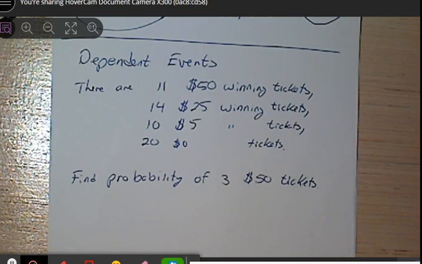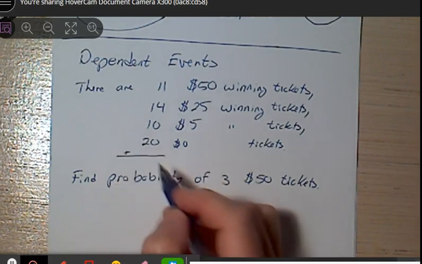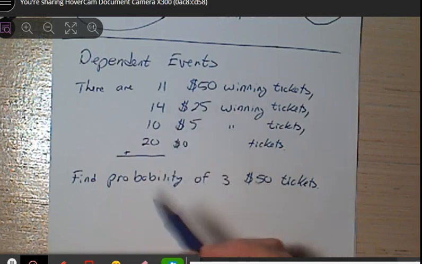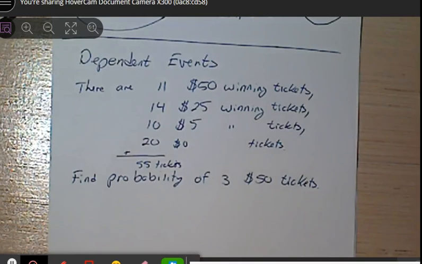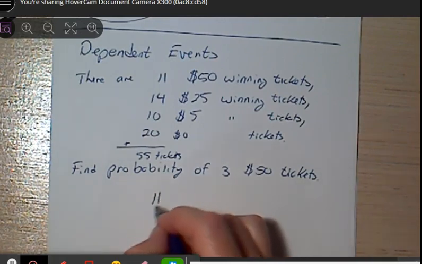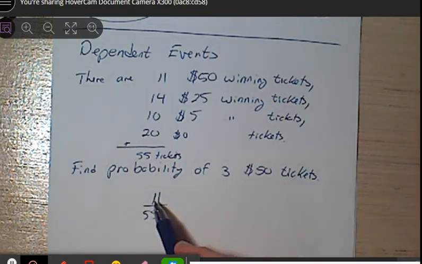Okay, so the very first thing you want to do is we've got to get a total to know how many tickets there are. So add these together. There's 20, 30, 40, 50. Looks like it's going to be 55 tickets. Okay, so if it was one $50 ticket, they said, what's the probability of getting one $50 ticket? Well, you have 11 tickets out of 55. So if it was just finding one $50 ticket, it'd be 11 out of 55 or 1 out of 5, if we simplify that down. Okay, so that'd be the first one.